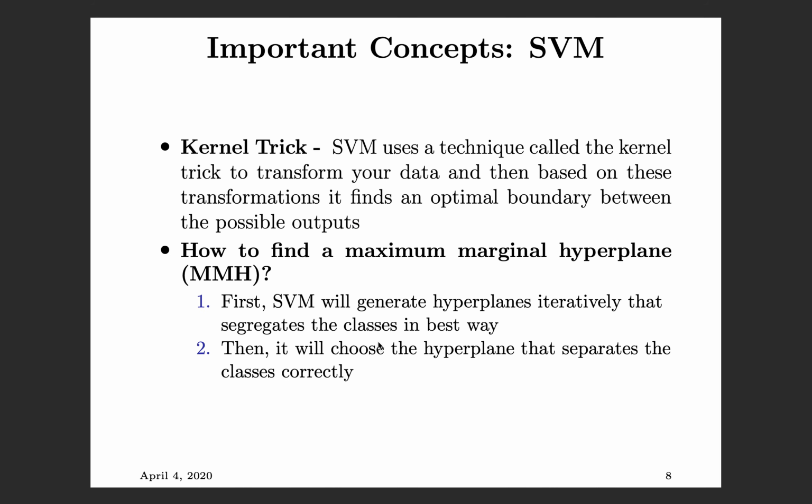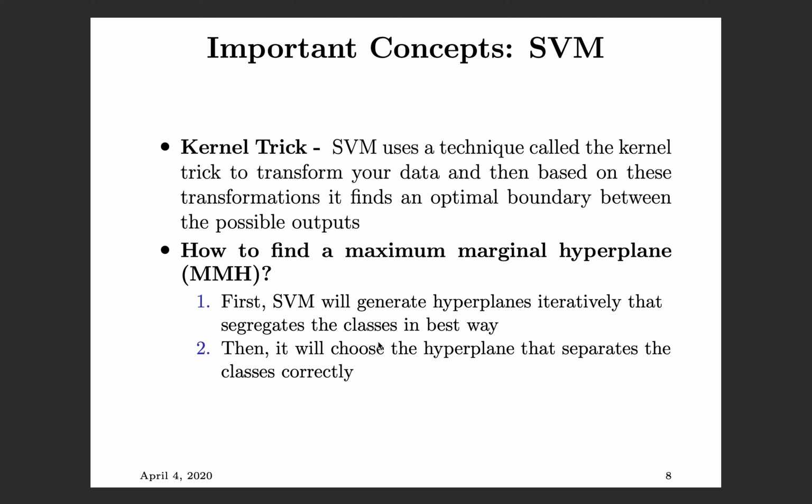The next concept used in SVM is the kernel trick. SVM uses a technique called the kernel trick to transform your data, and then based on this transformation it finds an optimal boundary between the possible outcomes. Transforming your data means it transforms lower dimensional data to higher dimensional data. For this transformation, we are using some kernels that we are going to see in the next slide.